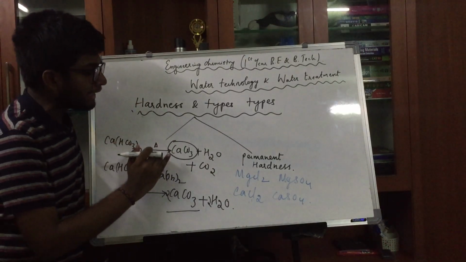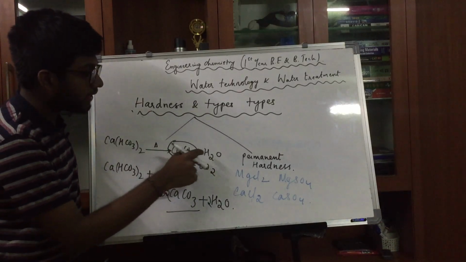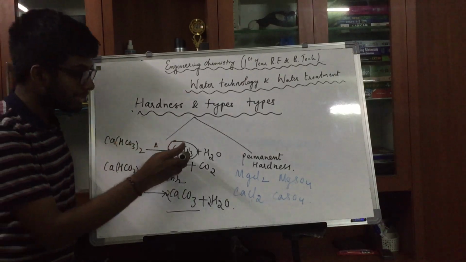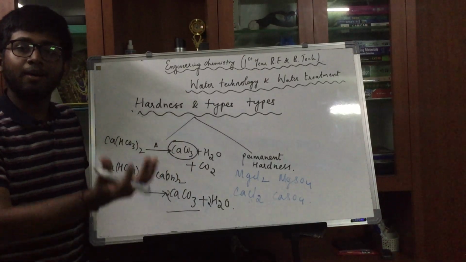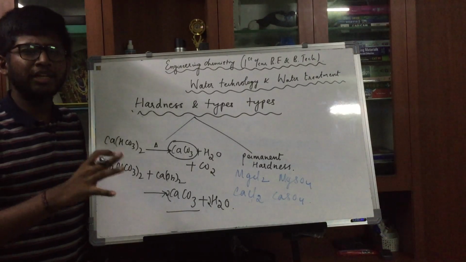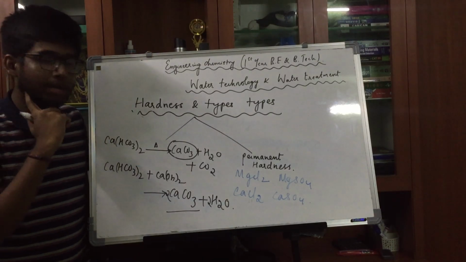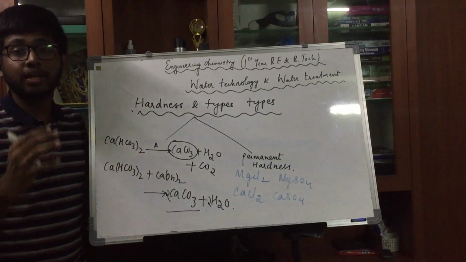And here on heating, you'll be getting calcium carbonate. Let's just check the balancing. Calcium carbonate, you'll be getting H2O as well as CO2. And then this CaCO3 can be removed because it is insoluble, and it comes out as a precipitate. So you can easily remove it, and you know why it's insoluble. You must have learned it in 11th grade. So this is the way in which you remove temporary hardness.